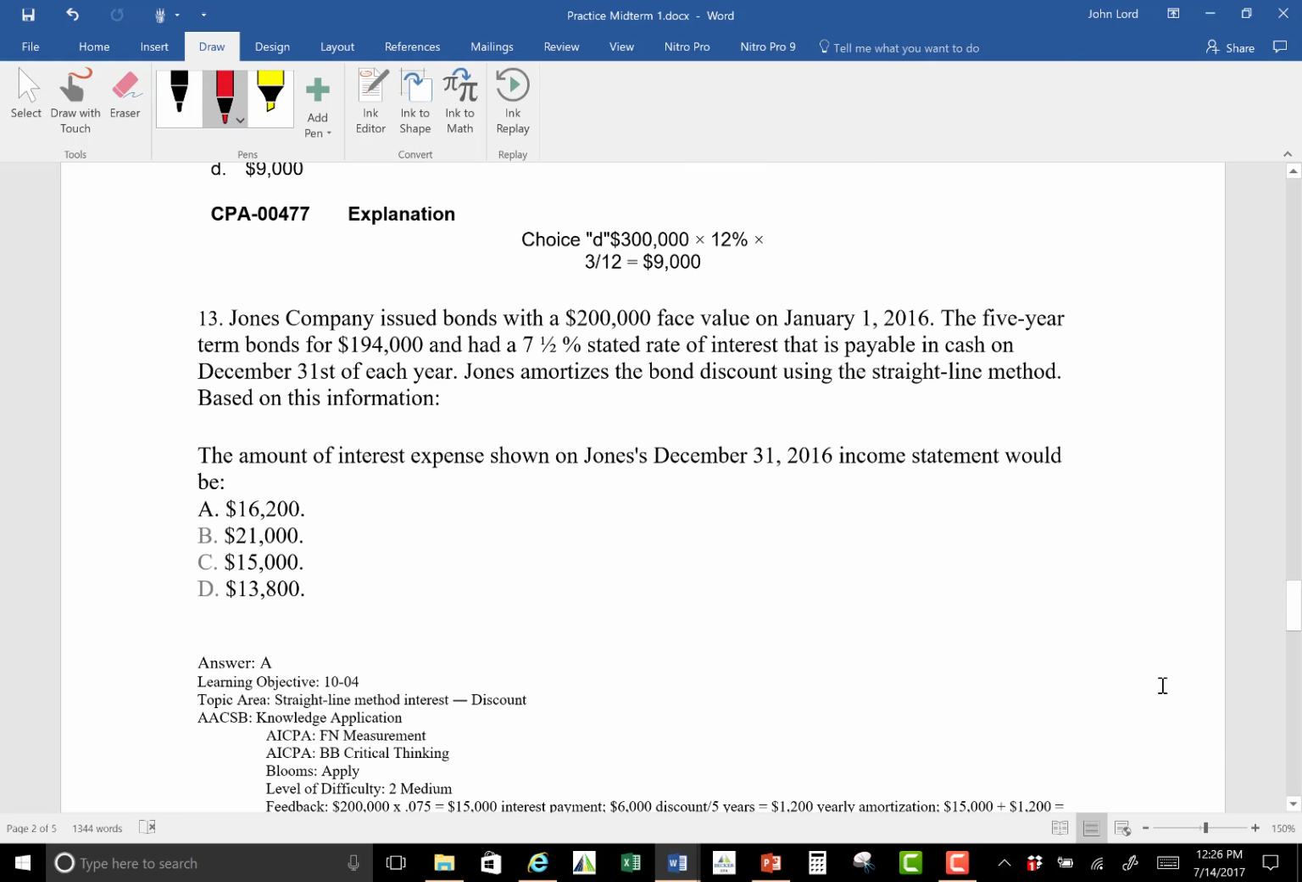All right, let's take a look at this one. What should be my interest expense? We're sitting here and we have this 194,000 that they issued the bond for, and we want our interest expense for 1 year, don't we? And we're using what method here? Straight line, so that should be pretty easy for us, right?